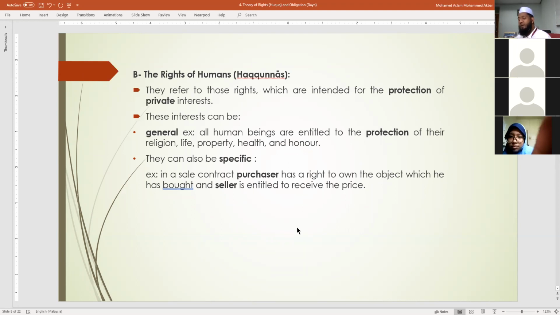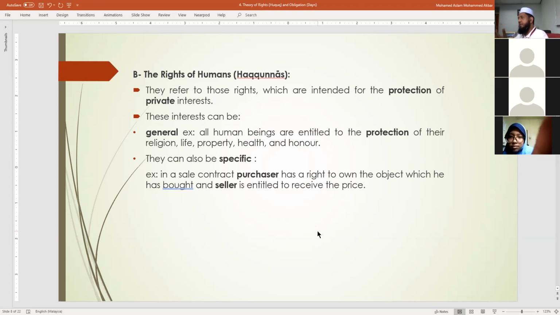The moment the phone was in the showroom, it was not yours. But the moment you paid the money and received your phone in your hand, then it becomes yours, and you have the right to own that object. You have the right to open it and use it, right? At the same time, the seller is also entitled to receive the price.